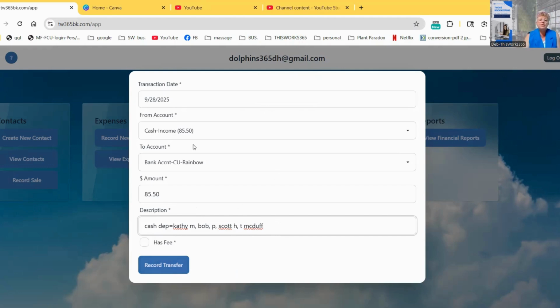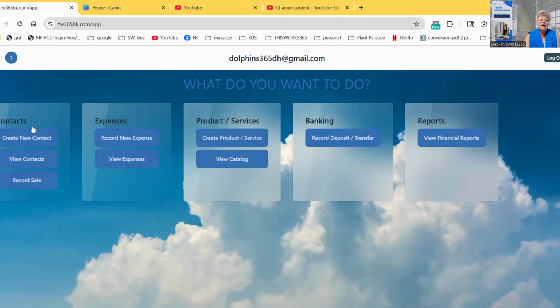So with cash, there is no transaction fee to go with that. That is in a different video. And so then we're going to just hit record transfer. And then this screen will get out of the way. Again, as always in many things, I just double check stuff.